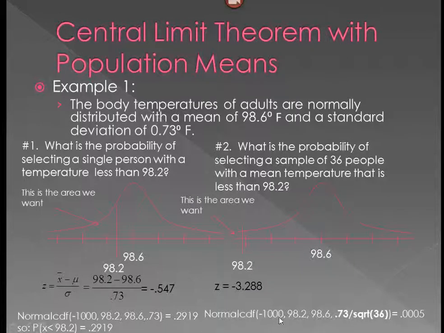Normal CDF, -1,000, almost the same number. And notice the only thing we've changed here is the standard deviation, but that immensely changes my probability. I went from having a probability of 29% to having a probability of 0.05%. The main reason why this happens is that as my standard deviation decreases, we have a lot less tolerance for deviation away from the mean. So something here, which was only 4/10 away from the middle, becomes a much larger distance because my standard deviation is much smaller.